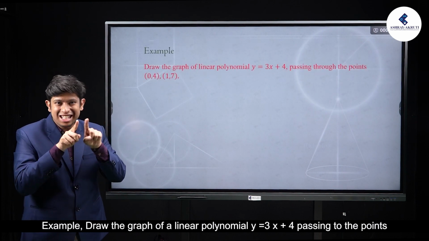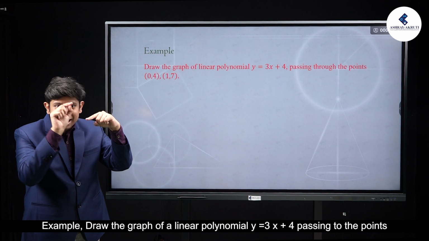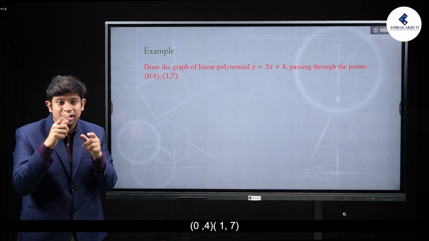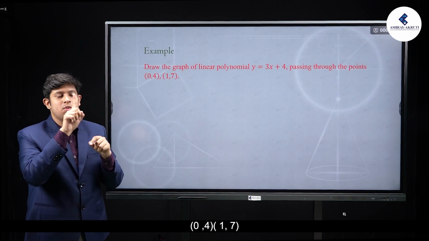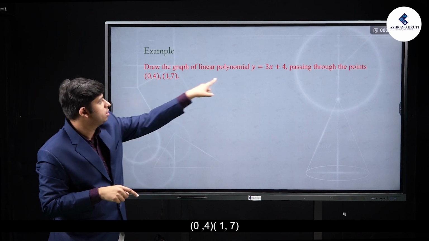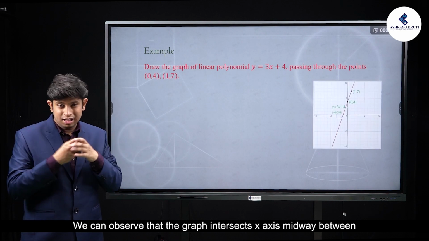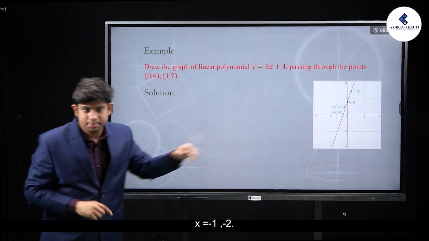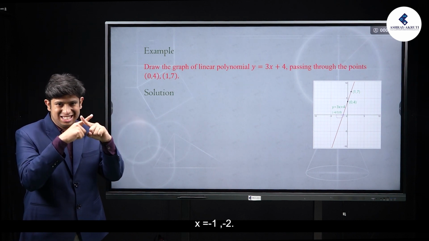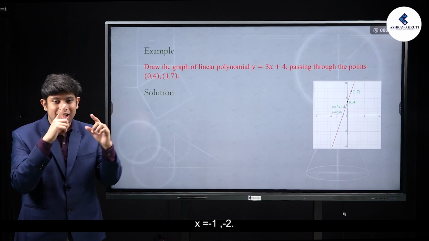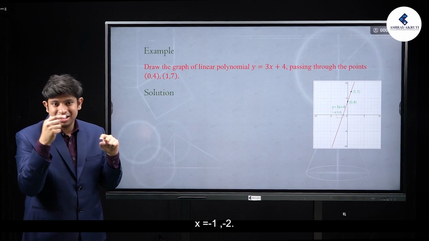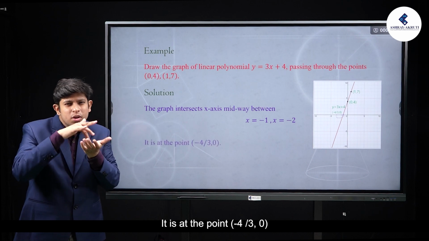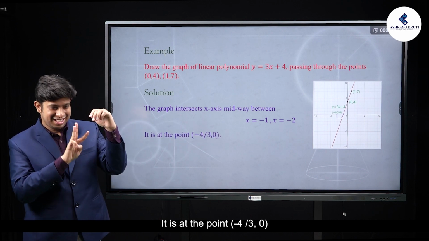Example, draw the graph of the linear polynomial y equal to 3x plus 4 passing through the points 0, 4 and 1, 7. We can observe that the graph intersects the x-axis midway between x equal to minus 1 and minus 2. It is at the point minus 4 by 3, 0.